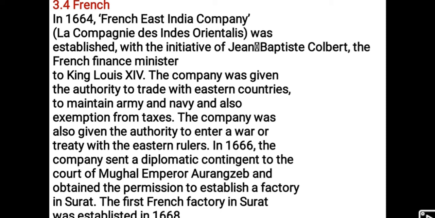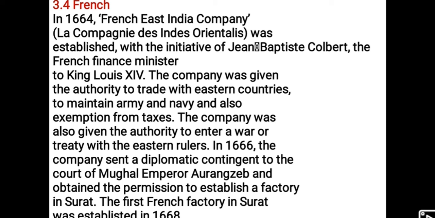The first initiative of the French East India Company in the year 1664 was taken by Jean-Baptiste Colbert, the French finance minister, to King Louis XIV. The company was given the authority to trade with Eastern countries, to maintain an army and navy, and also exemption from taxes. They had permission to trade with whom? With Eastern countries. Apart from this, they had to maintain their army as well as navy.